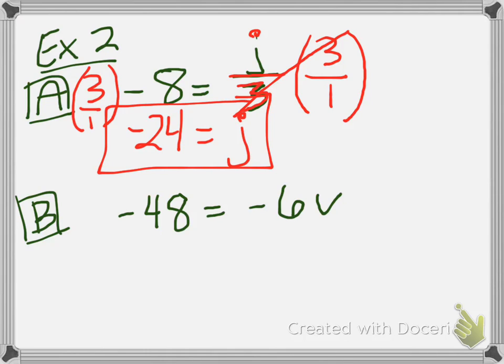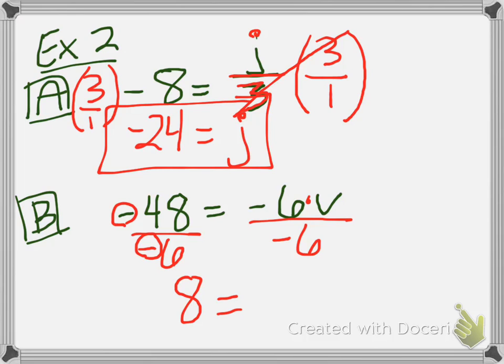Example 2b, I have negative 48 equals negative 6v. This is multiplication. The opposite of multiplication is division. I'm going to divide by negative 6. Negative 48 divided by negative 6, that is a positive 8, equals, and a negative 6 divided by a negative 6 is just 1, so I'm left with v. You could also write 1v, but you don't have to.